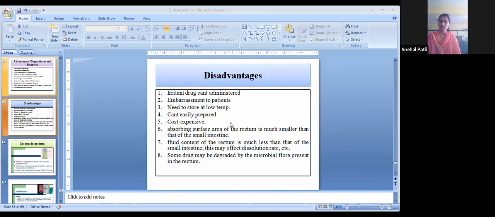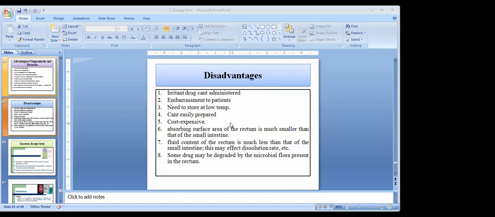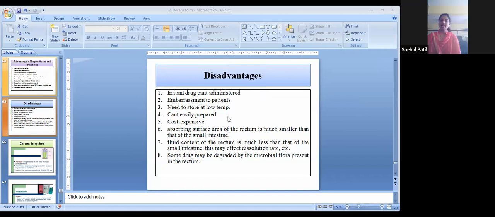Suppositories are placed or stored at low temperature. Why? Because they melt. Which temperature? Body temperature. So it melts at 36 or 37 degrees Celsius. Also, this cannot be easily prepared, and it is cost expensive, which is one of its disadvantages.